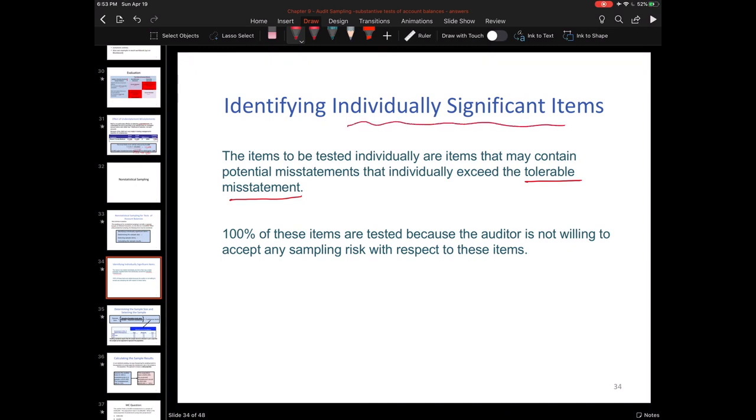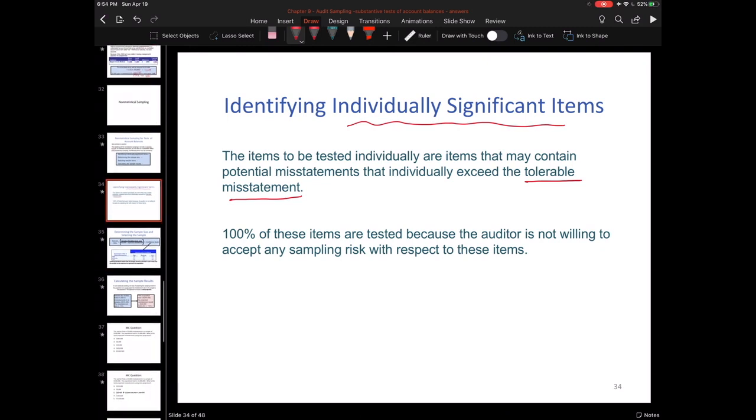So items don't just have to be individually significant in the sense that they're very material. It could also be that you consider them to be very high risk. So again, remember with non-statistical, we're just incorporating our judgment in some kind of way.